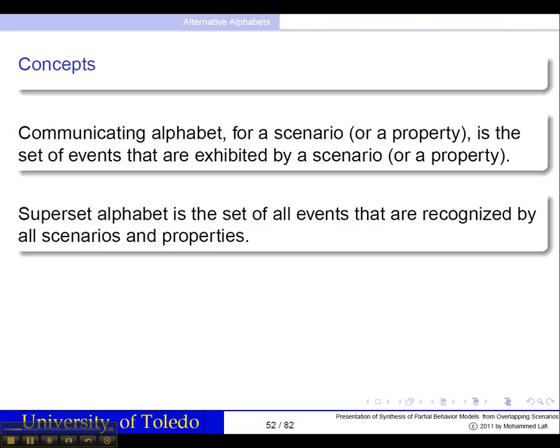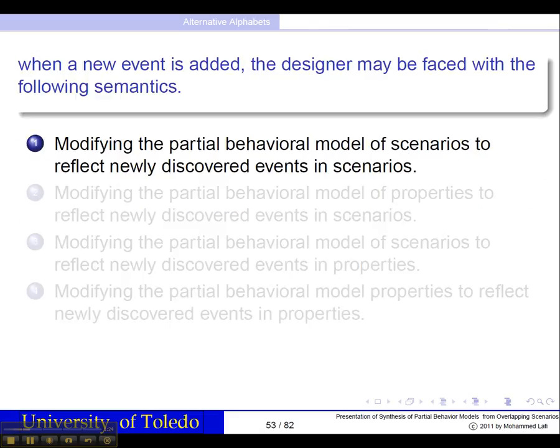Communication alphabet for a scenario or a property is the set of events that are exhibited by this scenario or by this property. The superset alphabet is the set of all events that are recognized by all scenarios and all properties. So communicating alphabet is for each property or scenario, and superset alphabet is for all properties and scenarios.